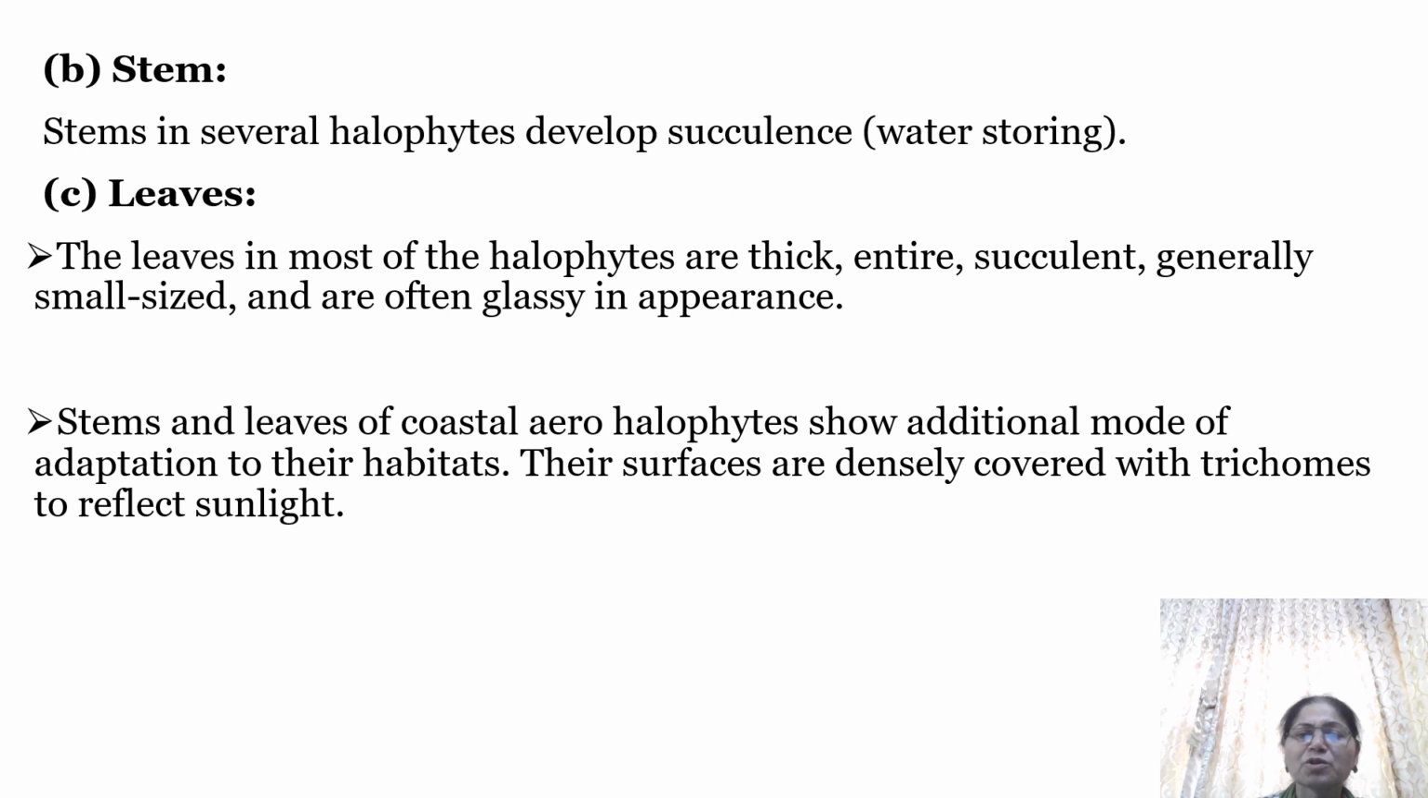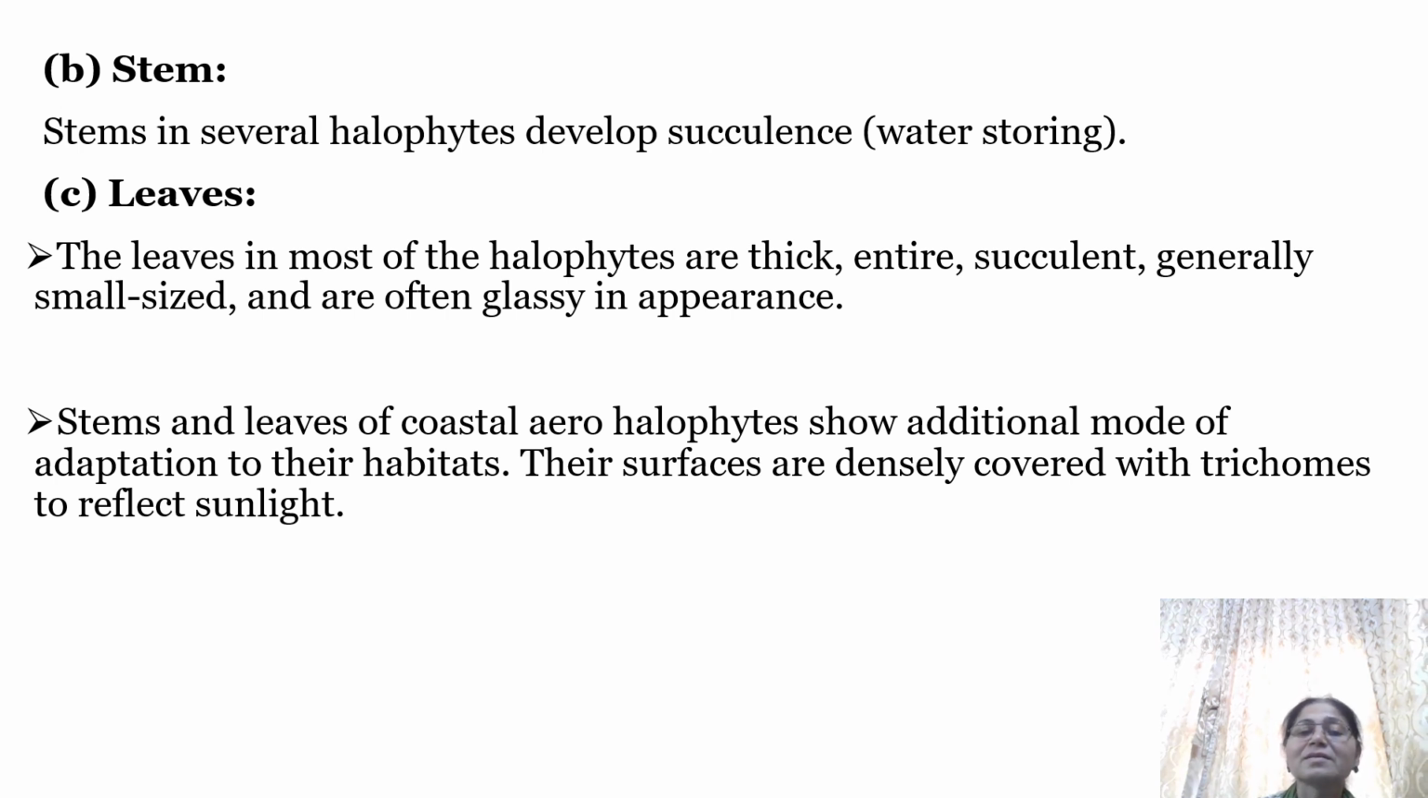Now the leaves. We know that most of the water is lost through the leaves by transpiration, so the halophytes slow down that process. They have thick leaves. They have succulent leaves, water storing leaves. The leaves are small in size and glassy in appearance. So what is the meaning of glassy in appearance? What will the glassy leaves do for the plant?